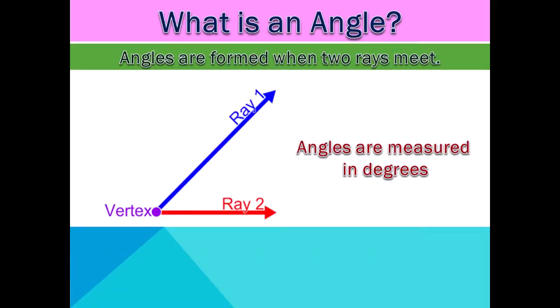Now, what is an angle? Two lines meeting at a point make an angle. Angles are formed when two rays meet. Angles are measured in degrees.